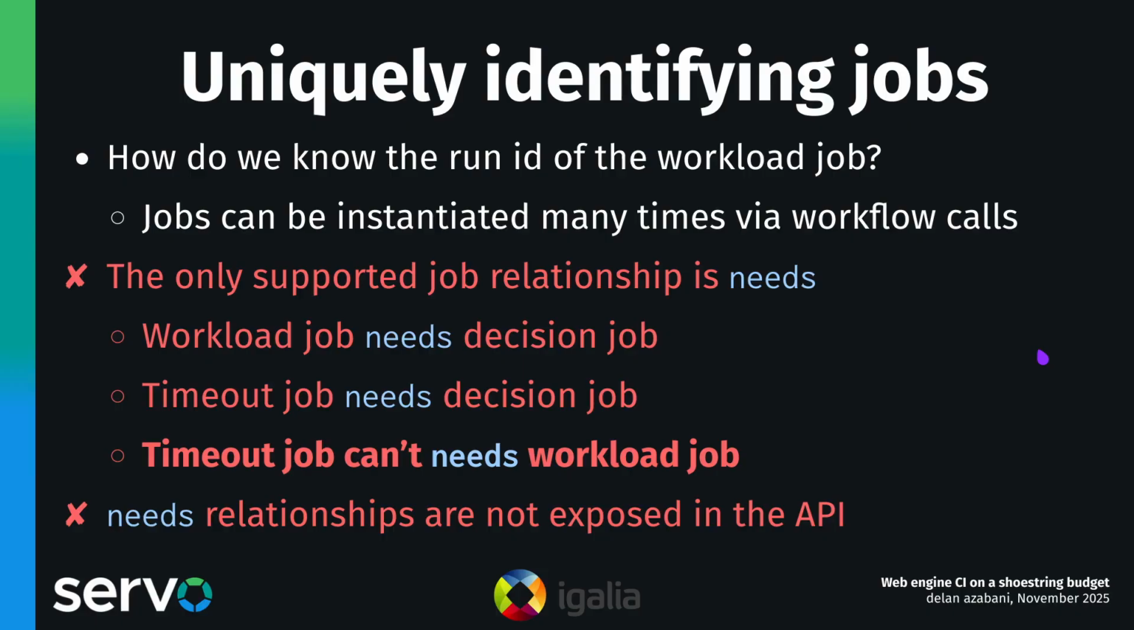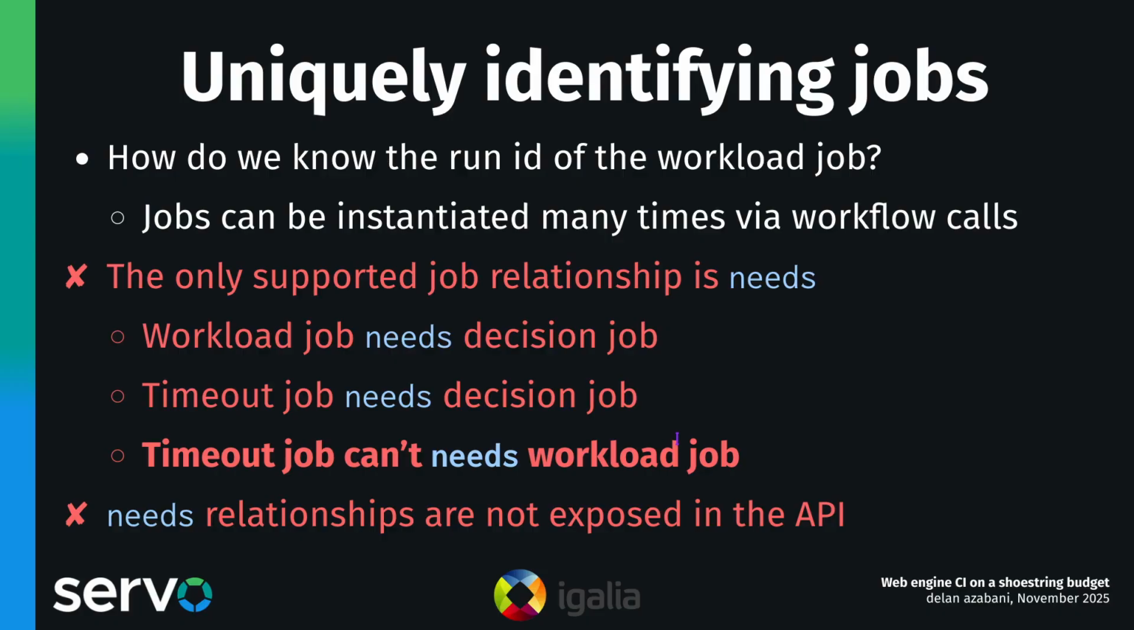The trouble is that the only job relationship you can do in GitHub Actions is a needs relationship, and that's inappropriate for our situation here, because we can say that the workload job needs the decision job. We can say that the timeout job needs the decision job. And in fact, we do both of these. We need to do both of these. But we can't say that the timeout job needs the workload job, because of how needs works.